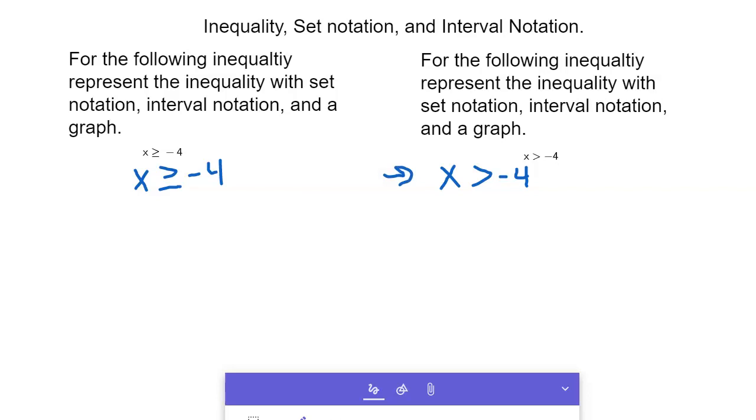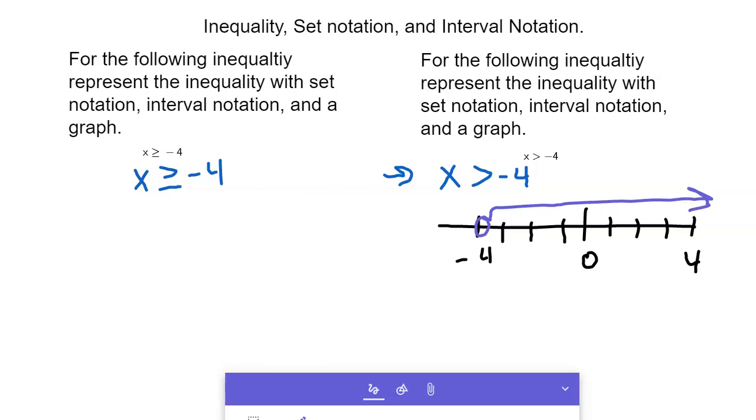So the graph looks very similar. Here would be 0, 1, 2, 3, 4. Here's negative 4. There's positive 4. You could keep going in both directions for the number line. But if we want to graph this, we don't include negative 4, but we have to start there. So we would have an open circle at negative 4, and then all the points to the right would be true. Like negative 3.9999 would be true, but negative 4 would not be true.